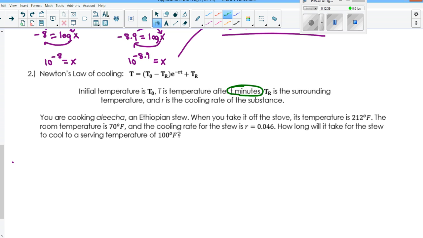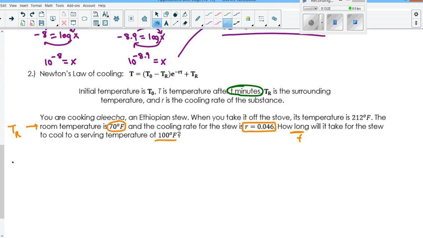Alright. You are cooking something. It's an Ethiopian stew. When you take it off of the stove, its temperature is 212. The room temperature is 70, so I'm going to write here that that's T sub r. So that's the 70 degrees right here. And the cooling rate for the stew is given, so that tells us nicely that that's our r. How long will it take for the stew to cool to a serving temperature of 100 degrees? Okay, notice it says how long. So how long is just our lowercase t up there. So I'm going to put the lowercase t right there.